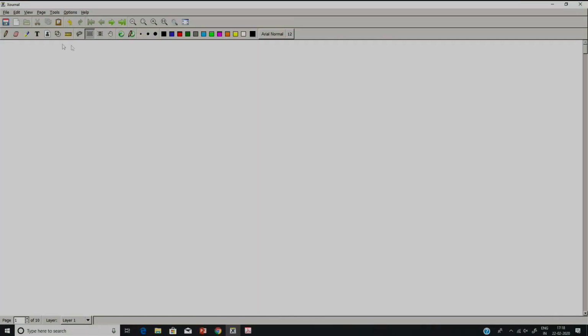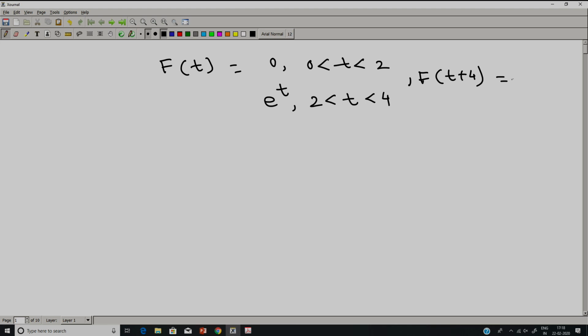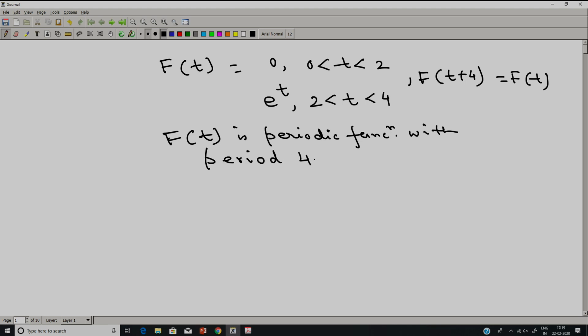Your f(t) is given, and of course f(t+4) equals f(t). So, I think the question was to find the Laplace transform of this function f(t). Since f(t+4) equals f(t) is given already, it implies that f(t) is a periodic function with period 4.